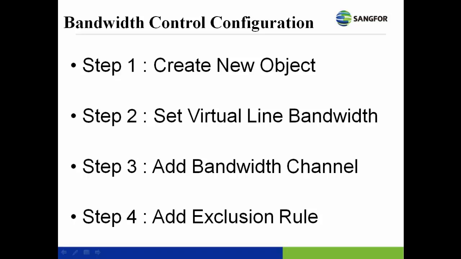First of all, the user can create some objects to specify the user group, application, and anything else. Next, create a virtual line and set up the maximum bandwidth supported for it. Then the third step is to add a new bandwidth channel and select what types of application have to be restricted. Lastly, users can also add exclusion rules to prevent restrictions on the local service.